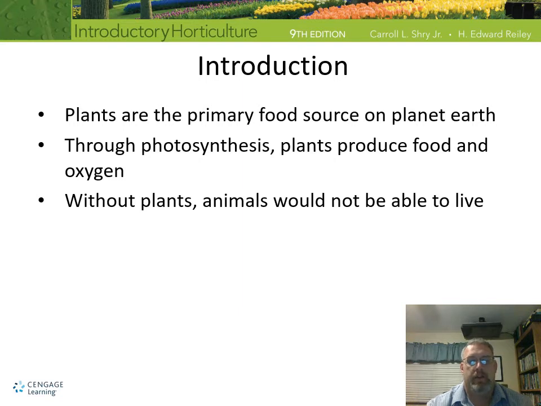And the reason they're the primary food source is because of their ability to photosynthesize, which is the ability to create their own food. There are no other living things that can create their own food. Plants do this and they produce food, they produce oxygen, they help to regulate temperature and climate throughout the world. Without plants, animals would not be able to live, and you would have a short time frame of all animals being extinct.